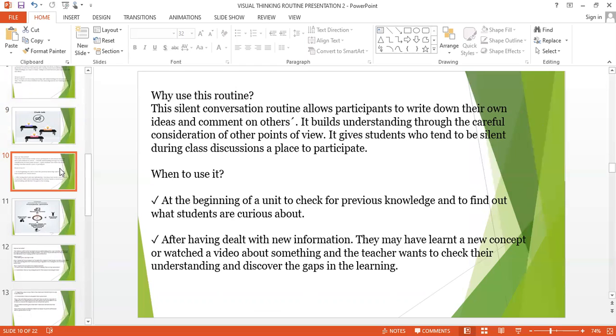And when can we use this routine? We can use it at the beginning of the unit to check the previous knowledge and to find out what students are curious about. After having dealt with new information, they may have learned a new concept or watched a video about something, and the teacher wants to check their understanding and discover the gaps in the learning.